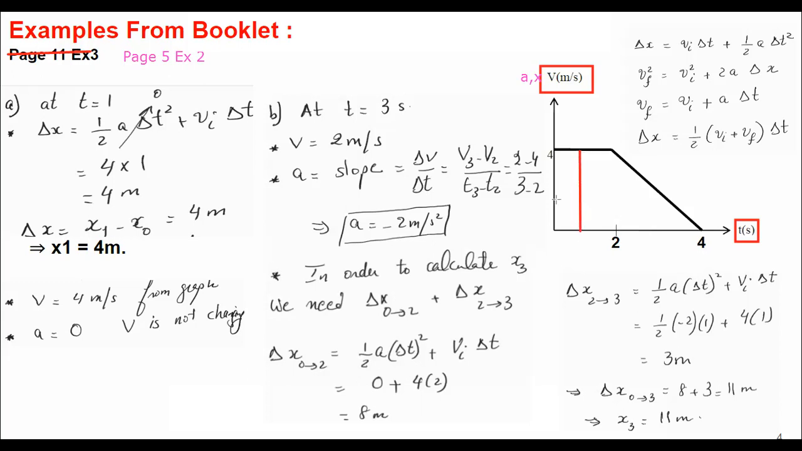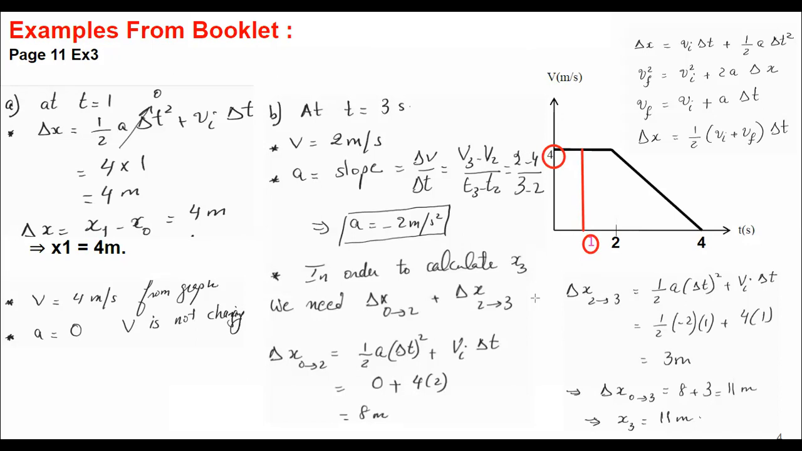At t equal 1 second, let me first remove all drawings and then put t equal 1 second over here. I need to calculate its position, velocity, and acceleration. What is the piece of information I get from the graph? At 1 second, how much is the velocity? It's 4. So at 1 second, the velocity is 4. So I already solved the velocity.